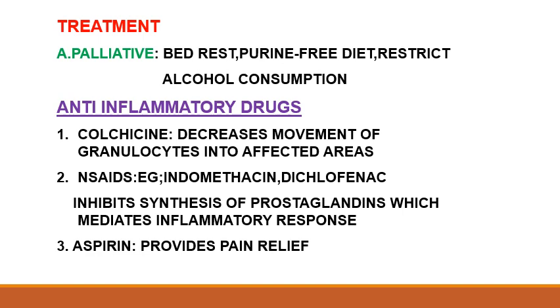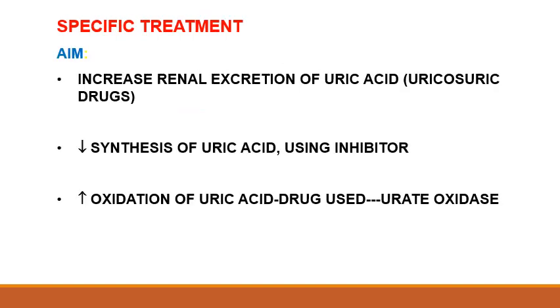Then we can give the non-steroidal anti-inflammatory drugs like indomethacin or diclofenac, which inhibit the synthesis of prostaglandins, which mediate the inflammatory response, or simple aspirin, which can provide pain relief. Now, the specific treatment is based on either increasing the renal excretion of uric acid through uricosuric drugs, decreasing the synthesis of uric acid using an inhibitor, or increasing the oxidation of uric acid. And the drug used is urate oxidase.